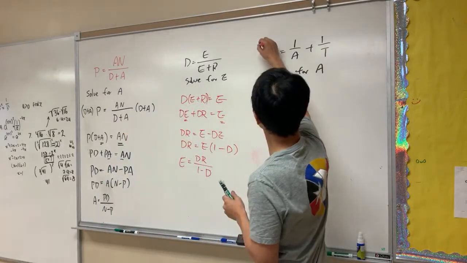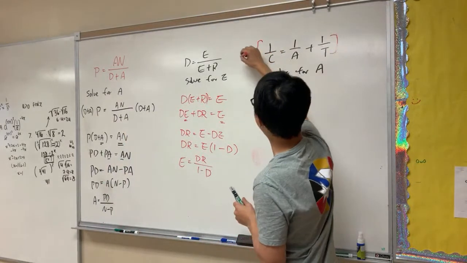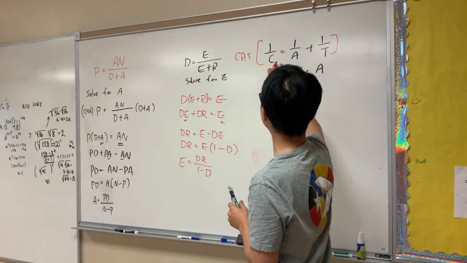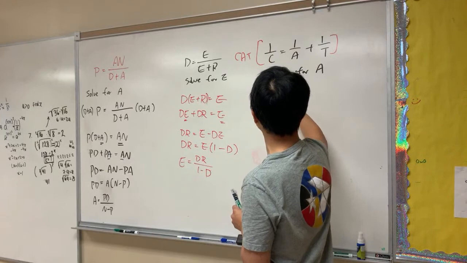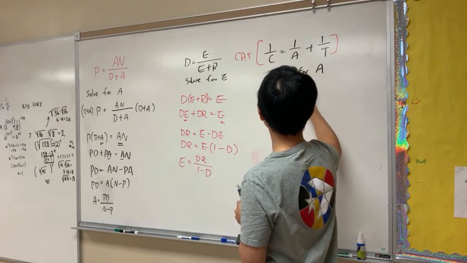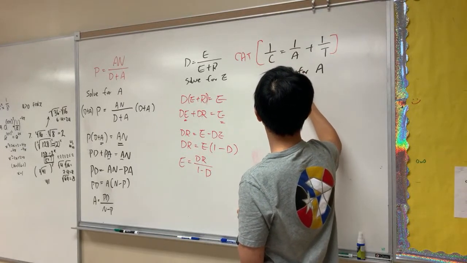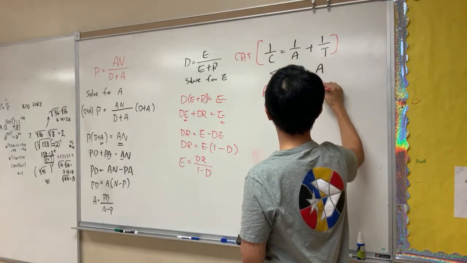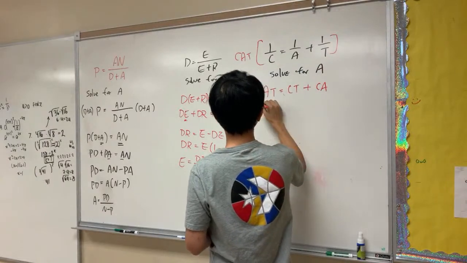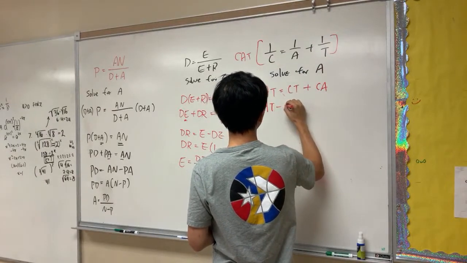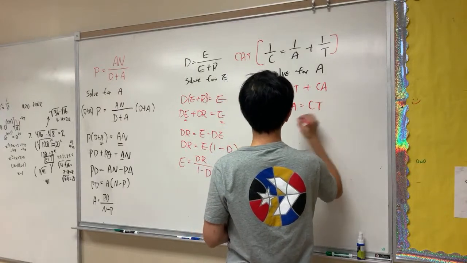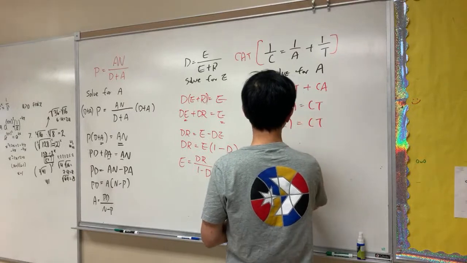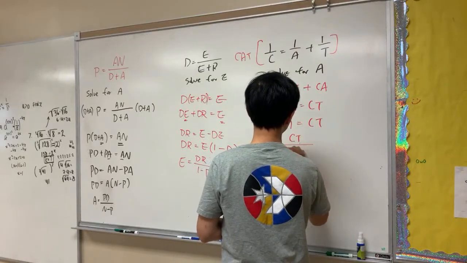Now for this problem, I multiply everything by CAT. So the C and C cancel out, you're gonna have AT. A cancels out, and then T cancels out, it's gonna be CA. In the same way you solve for that, AT minus CA equals CT. If I take out A, that's A times T minus C is equal to CT. A is equal to CT over T minus C.